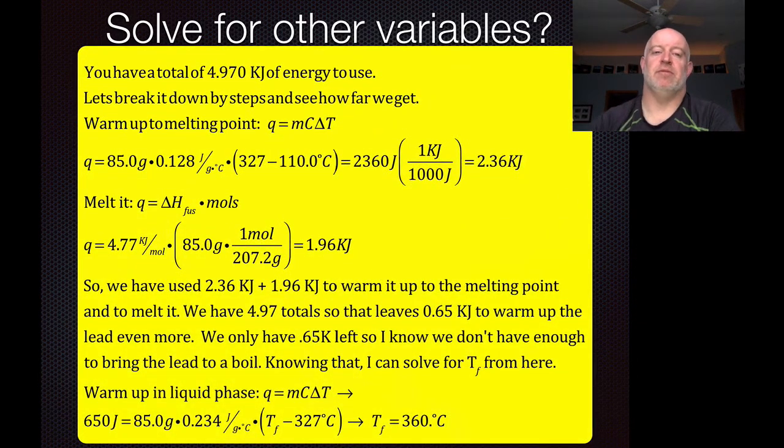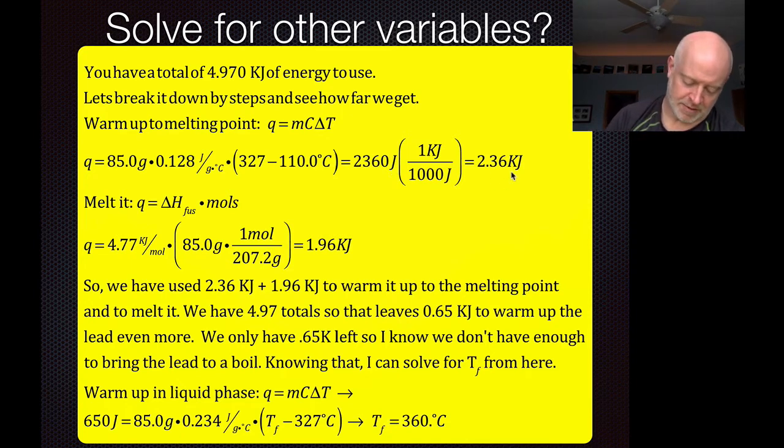All right, now here we go to solve this. Lots of information on the screen, but let's take a look at it. First thing, we have a total of this many kilojoules of energy to use. So we're going to break it down step by step, see how far we get. First of all, we have the 85 grams of lead. We know the specific heat capacity of lead, given off of our table, was 0.128 joules per gram degree Celsius. The melting point of lead was also on the table, 327 degrees Celsius. From our starting point to our melting point, if we had 85 grams with that specific heat capacity, it changed this much temperature, which brought us to the melting point, we would use 2360 joules of energy, or 2.36 kilojoules.